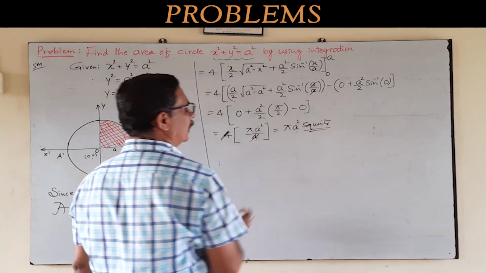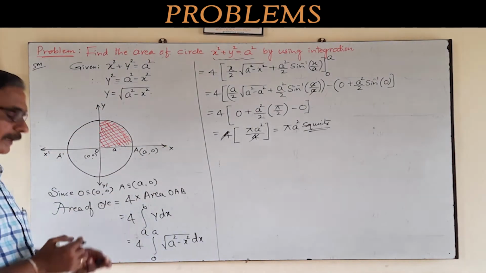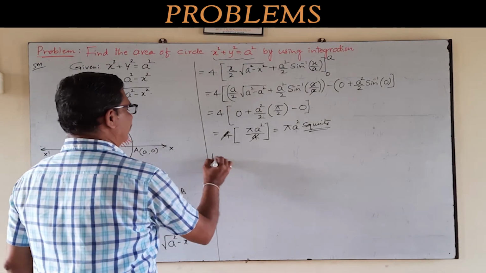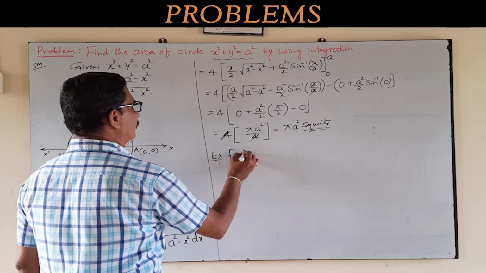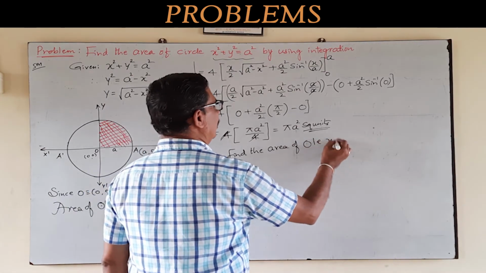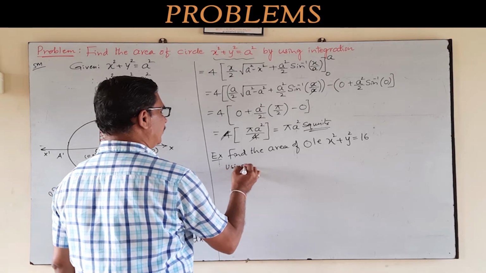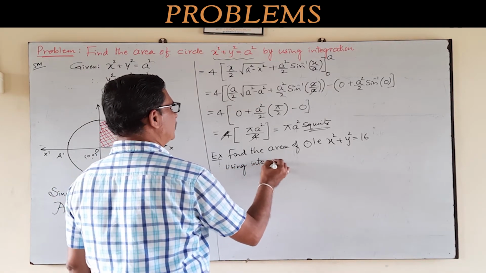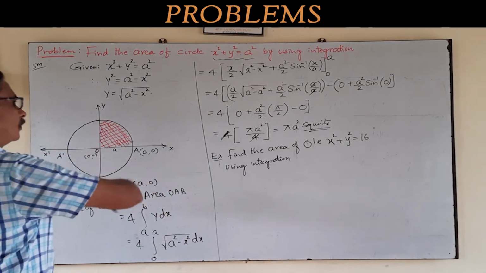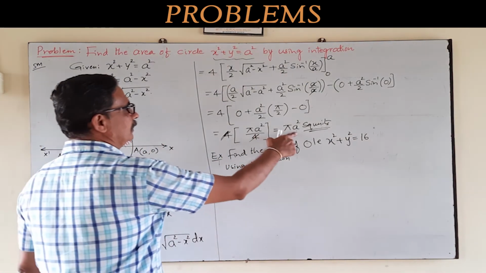You know that the area of a circle formula is pi r square. r is the radius. Here radius is a. So that is pi a square. Okay. Now note, suppose the question is like this: find the area of the circle x square plus y square is equal to 16, using integration. Note, instead of a square, here a particular number is given. How to solve? First solve the general result, and then substitute the value of a square.